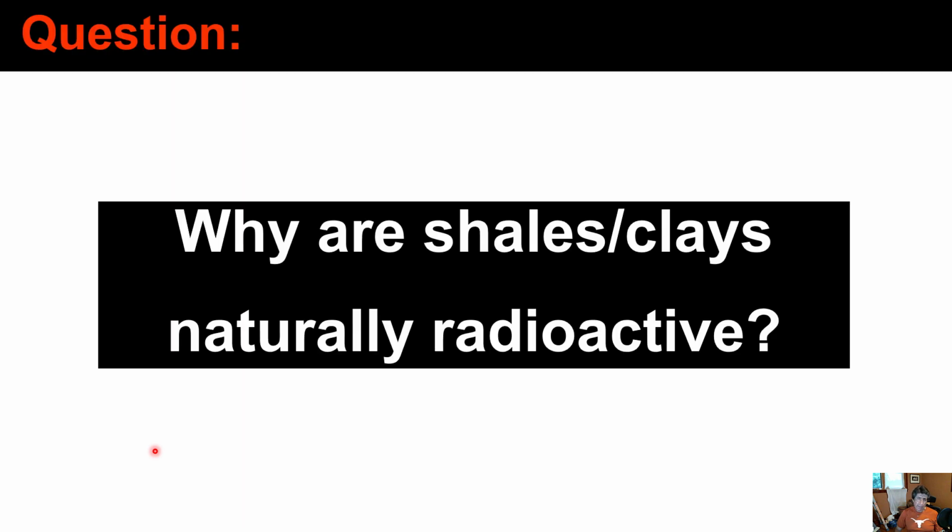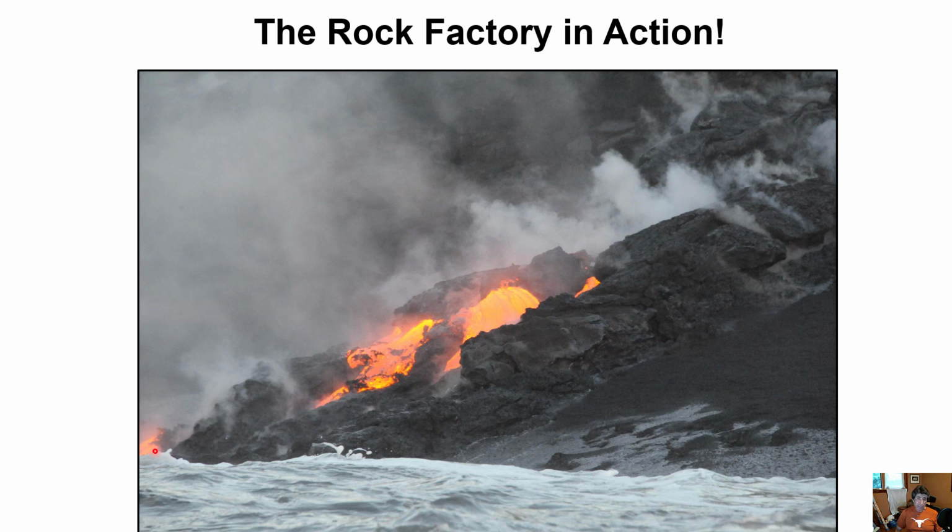So the question is, why are shales or clay minerals naturally radioactive? That's the key point. And the answer is, we have to look at how these rocks are made. So when rocks are made, so to speak, in the rock factory, they come as igneous rocks. This is a beautiful picture that my cousin gave to me for free, for enjoyment, and now I'm using it for my lectures. So enjoy it. Isn't it beautiful? And this is how rock is made, coming from magma.